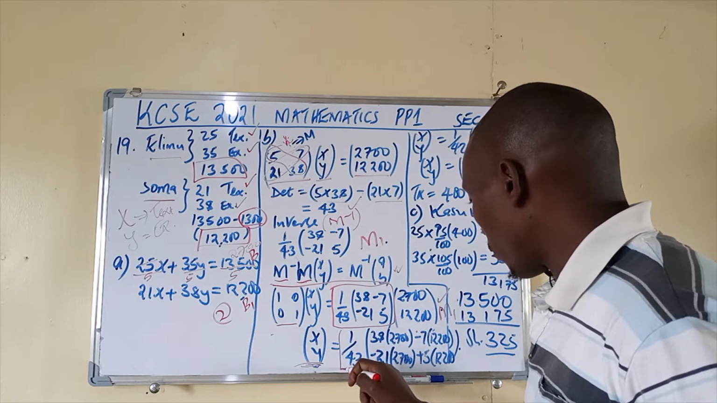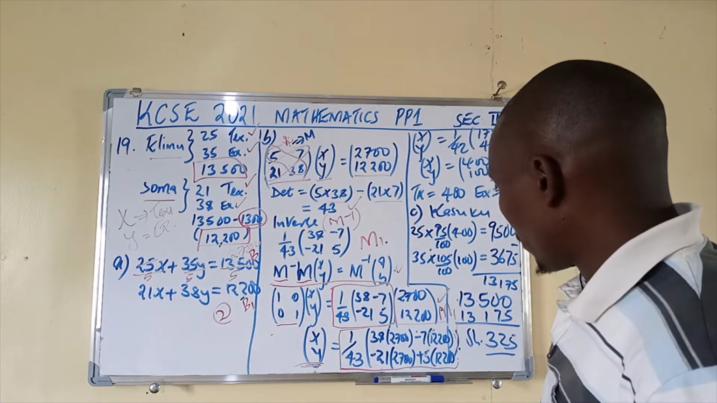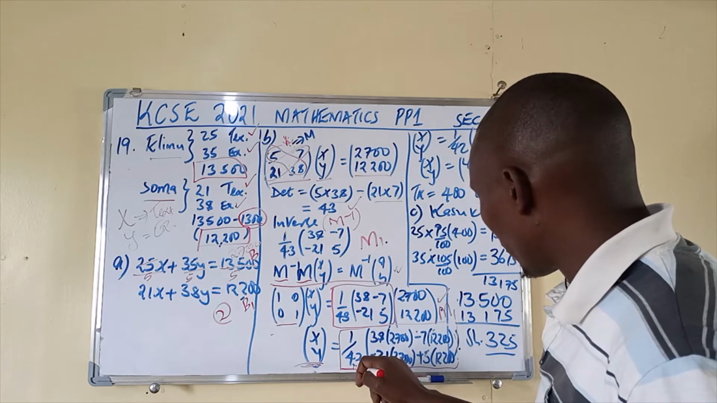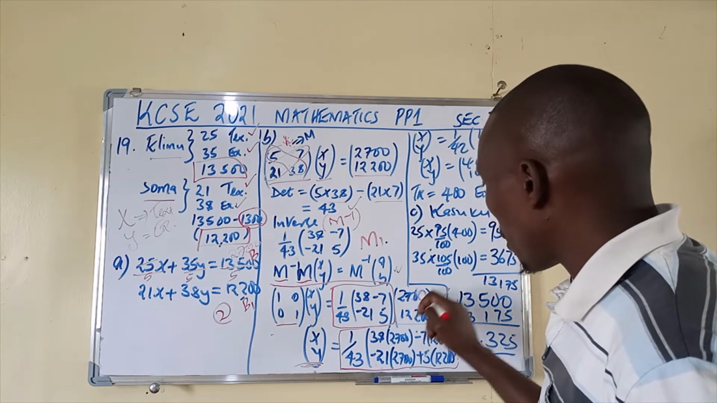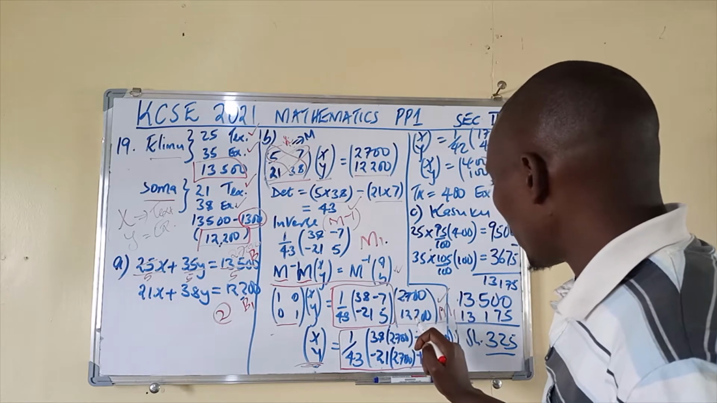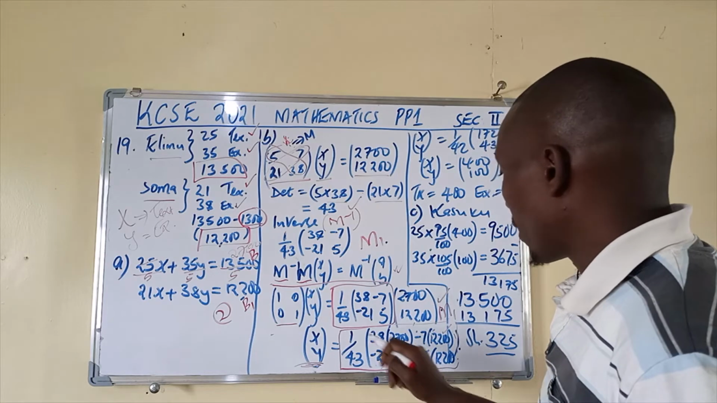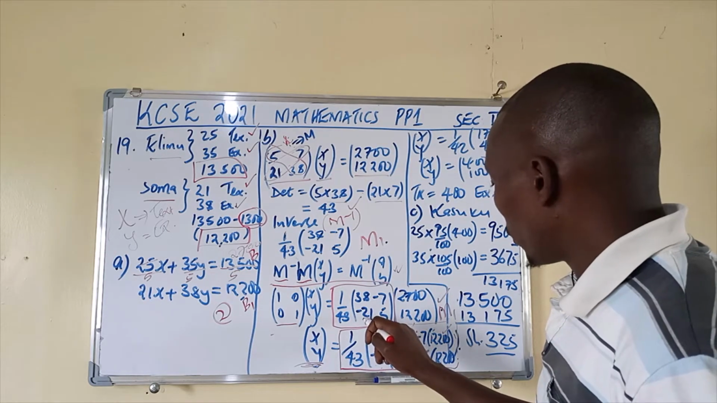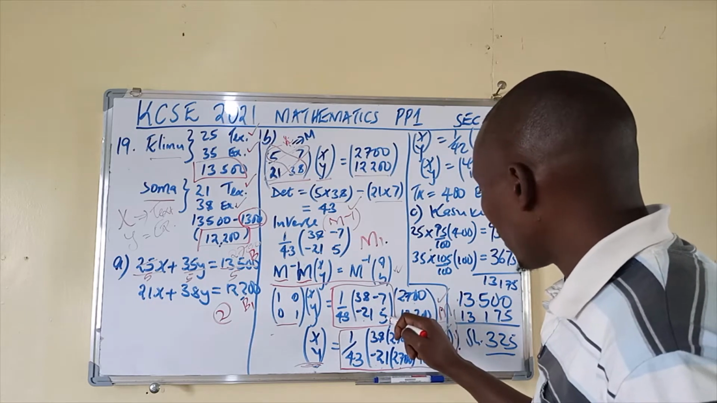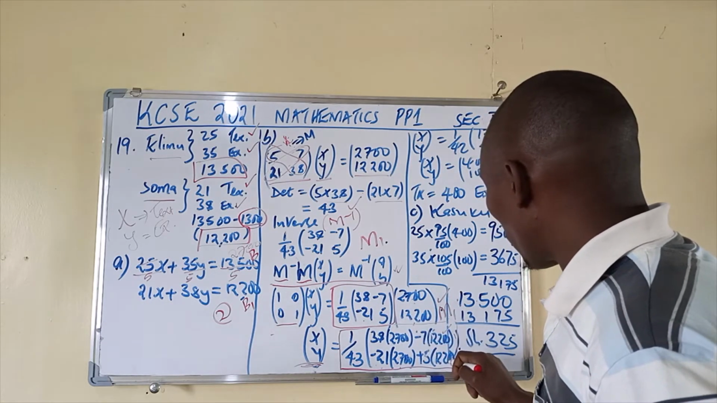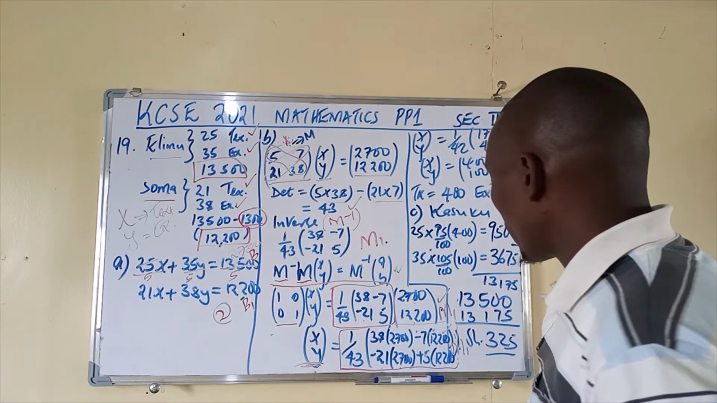Now, it's just a matter of operation. This student needs to multiply these. So remember what is happening. 1 over 43 is there. 38 multiplied by 2,700 plus negative 7 multiplied by 12,200. That is exactly what is happening here. Then the lower one will be negative 21 multiplied by 2,700 plus 5 multiplied by 12,200. So with that, the student was able to score another 1 mark.